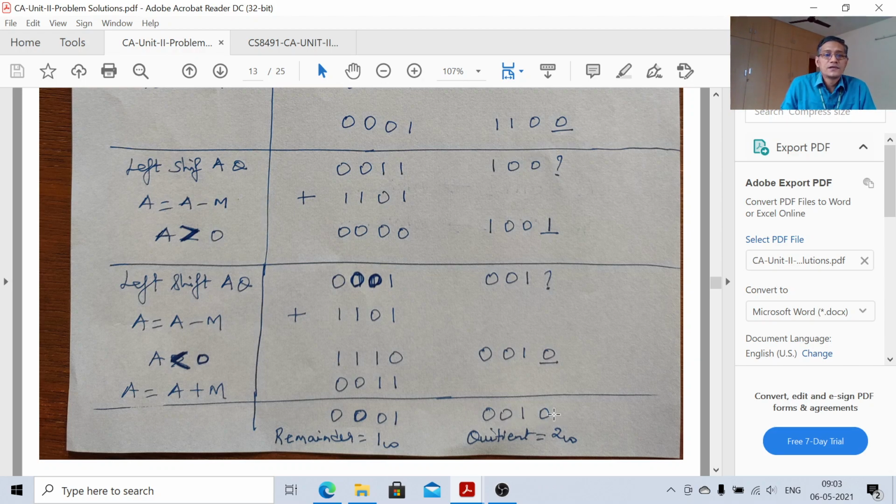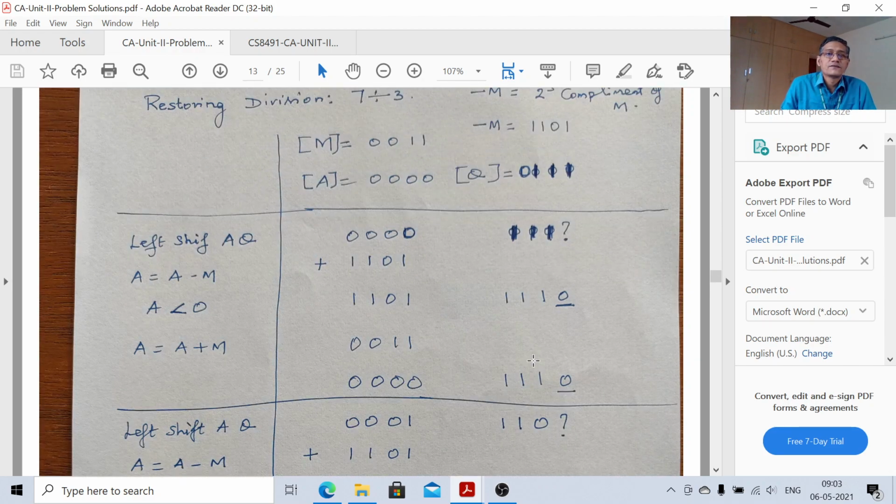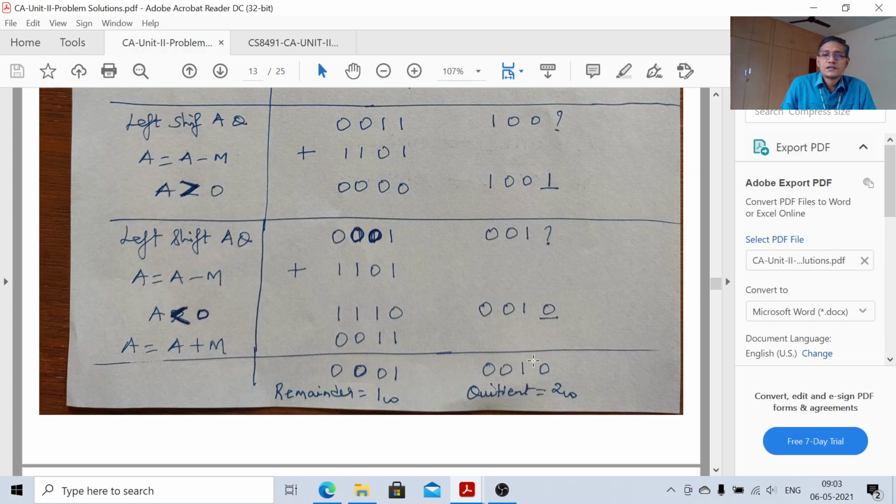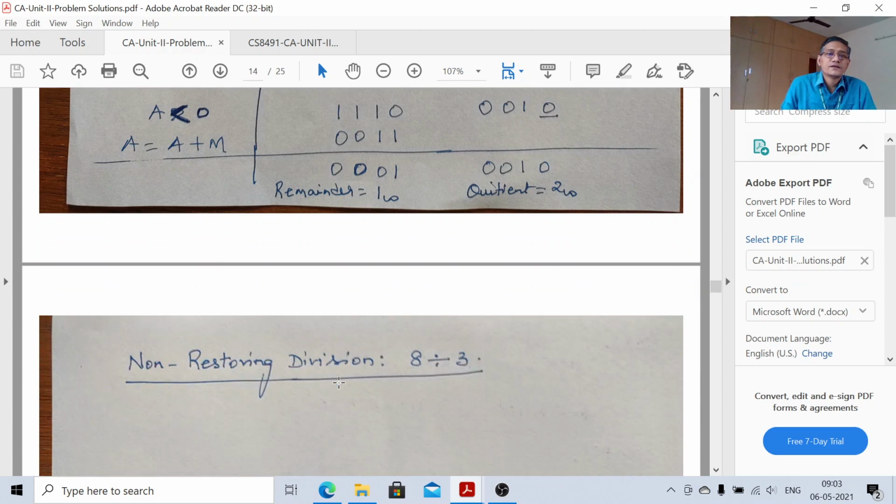Now after dividing, what is the original division? 7 divided by 3 for us. 7 divided by 3 means your quotient register should be 2. Okay, 7 divided by 3, quotient register 2 and the remainder register is 1. So this is the result for restoring division.